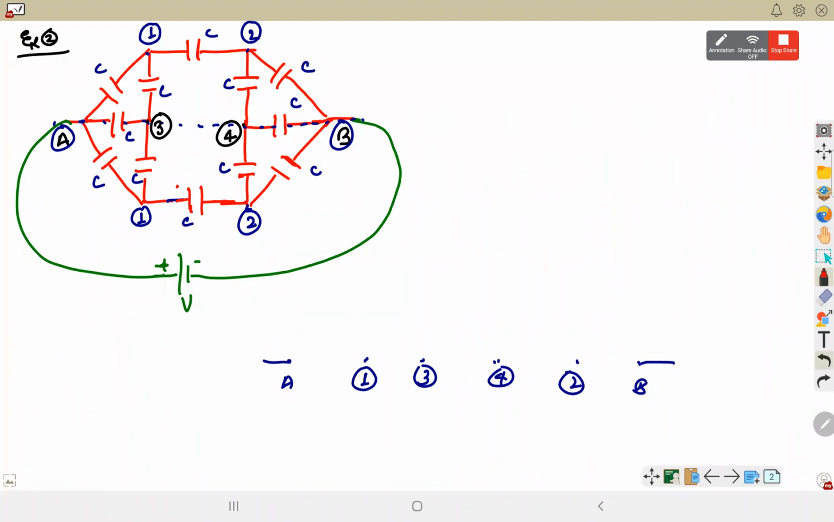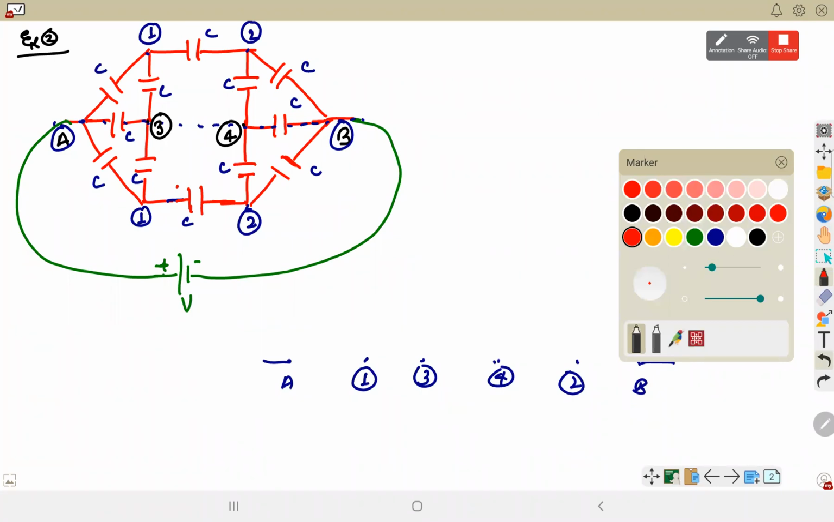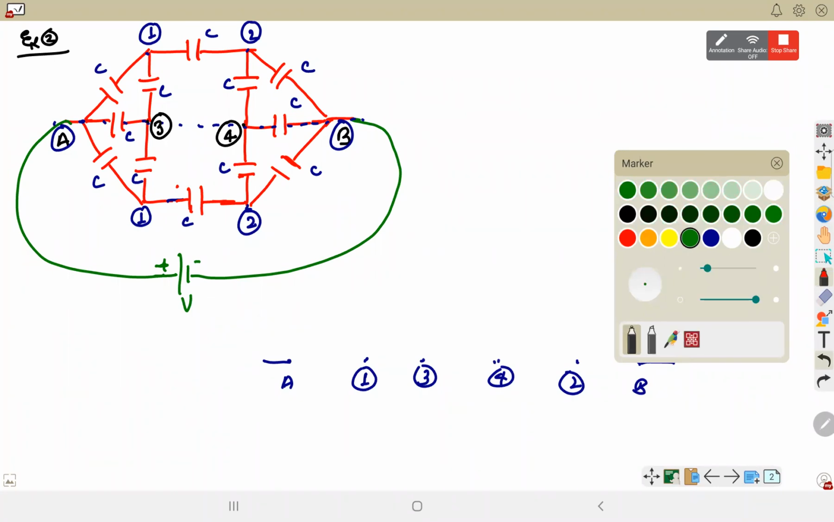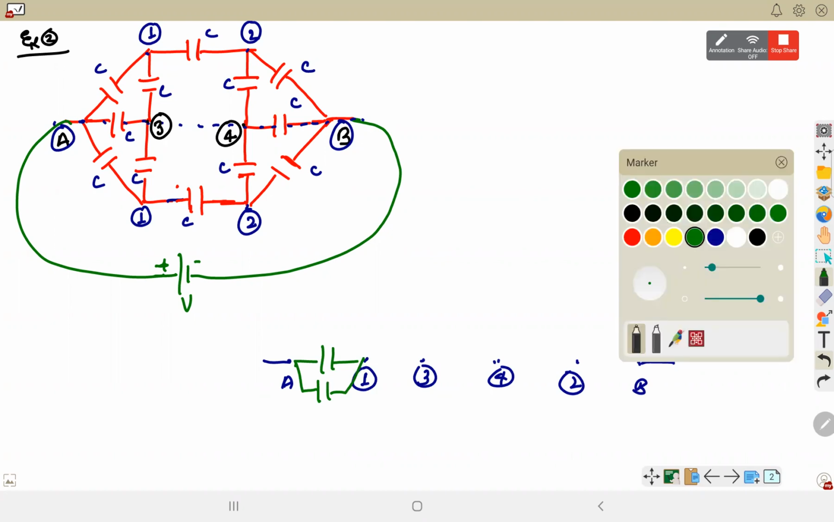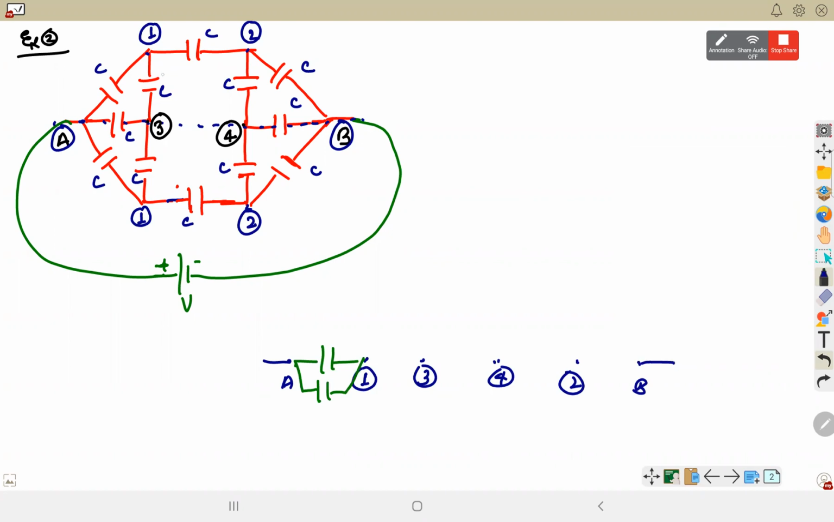A to 1, how many capacitors? One on each side, so the total is 2. One on each side means there will be 2 capacitors. Between 1 to 3, again there are 2 capacitors. 3 to 4, nothing. 3 is connected to A by 1 capacitor.